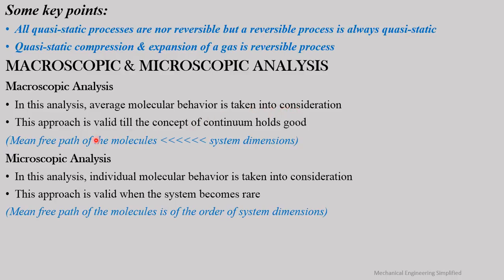On the other hand, when the system becomes rare, that means when the mean free path of the molecules becomes of the order of the system dimensions, then the individual molecular behavior is taken into consideration, and that is known as microscopic analysis. Please make a note, properties like pressure and stress are valid only when the concept of continuum is valid, otherwise they are not valid. In this case, when the system has become rare, we need to use another theory that is known as rarefied gas theory. I think this is clear.